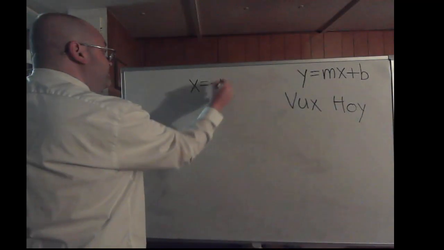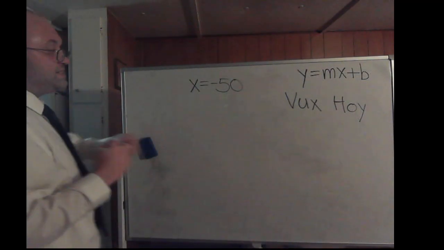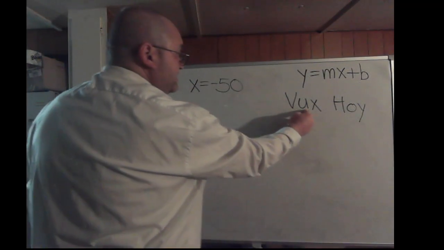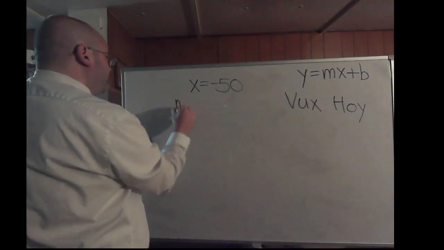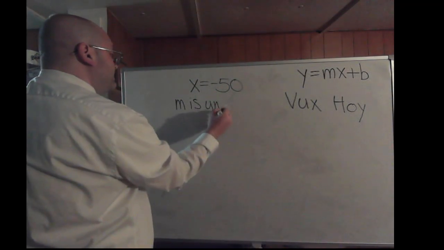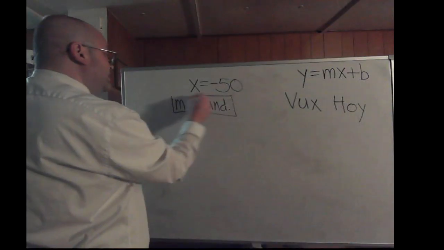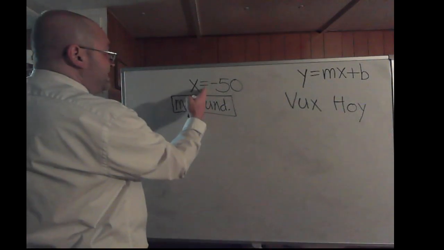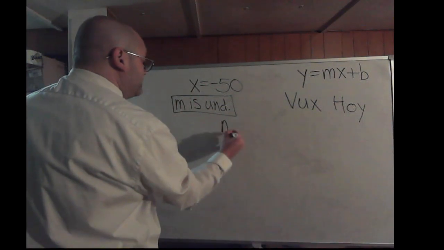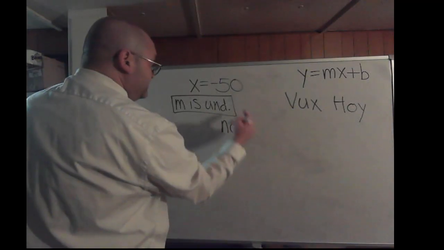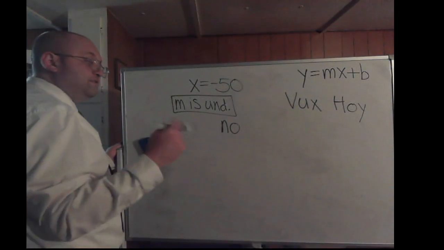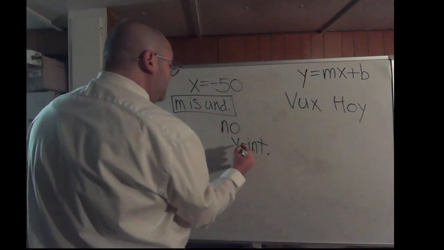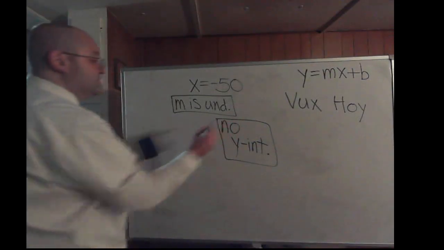x equals negative 50. Alright, so we have x equals negative 50. So just x equals. So x equals means undefined slope. So therefore the slope is undefined. Now, what would be your y-intercept? Well, if it's x equals, there is no y-intercept. So if you graph this, you'll see it's just a vertical line at the coordinate (negative 50, 0). It never crosses the y-axis. So therefore, there is no y-intercept if it's just x equals.